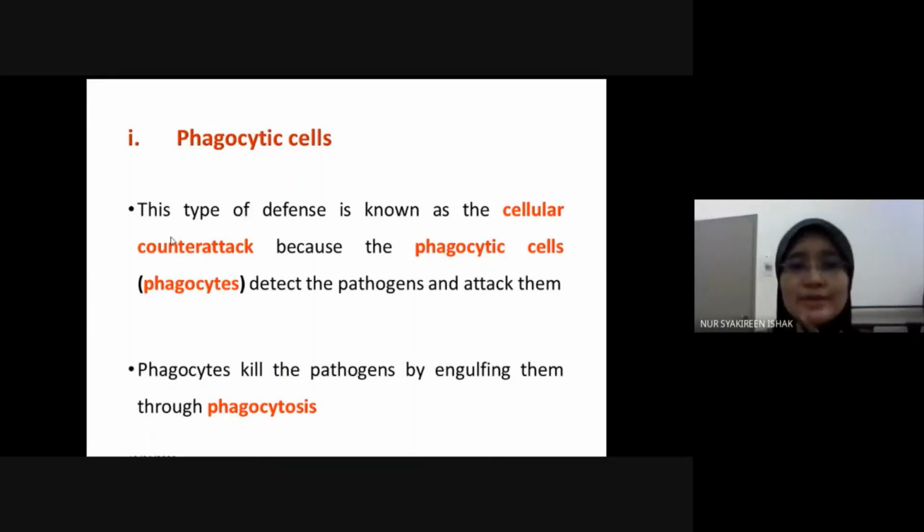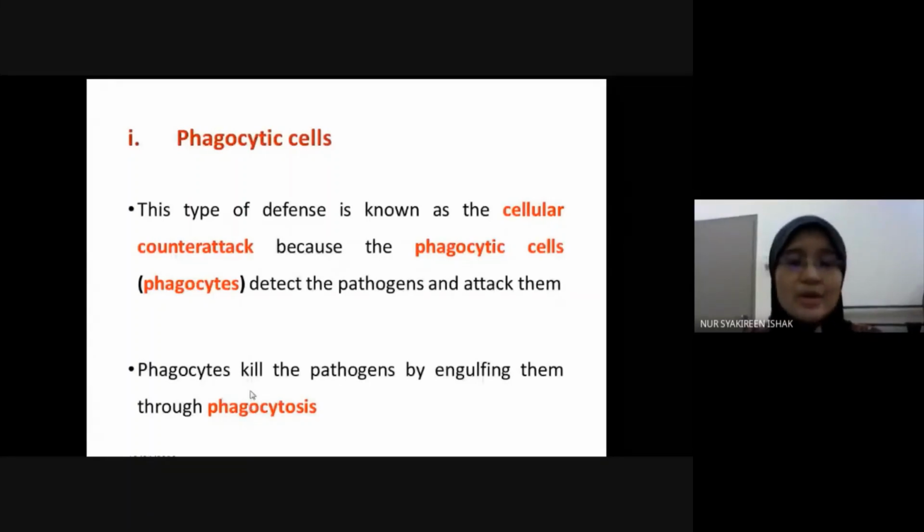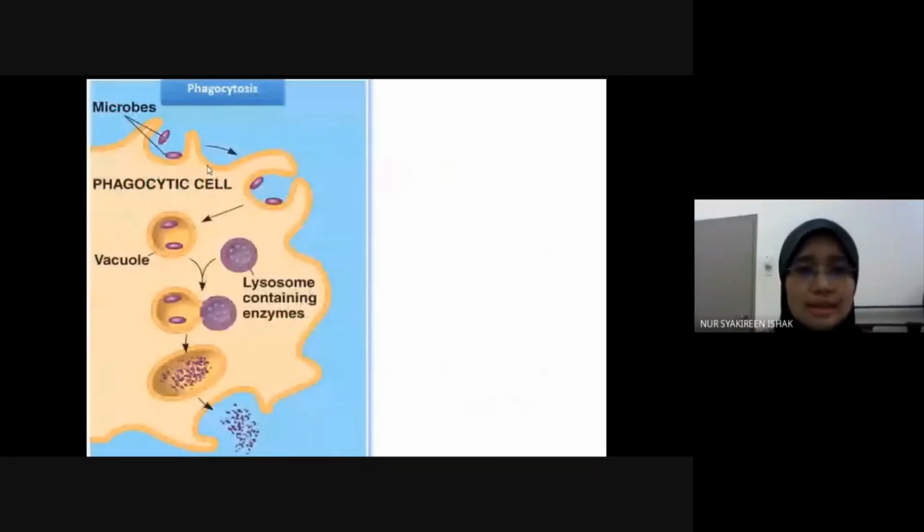So this type of defense is known as the cellular counterattack, because the phagocytic cells or phagocytes detect the pathogen and attack them. The phagocytic cells will circulate in your body fluid. Once they encounter the pathogen, the phagocytes will engulf the pathogen. The process carried out by phagocytic cells is phagocytosis, engulfing the pathogen. So this is the mechanism.